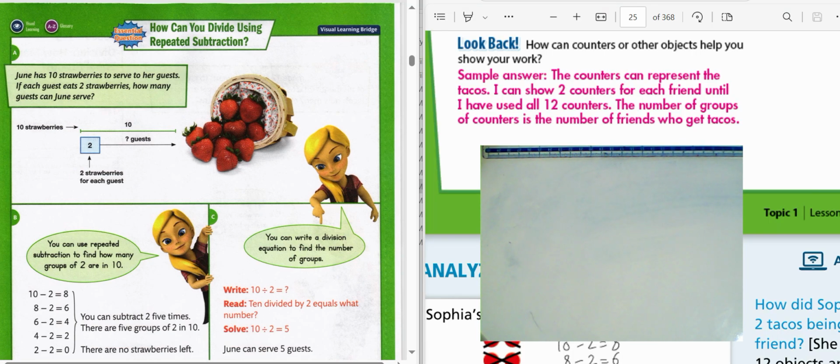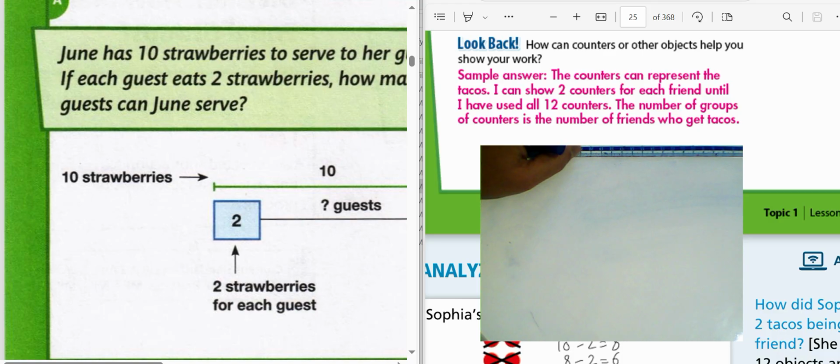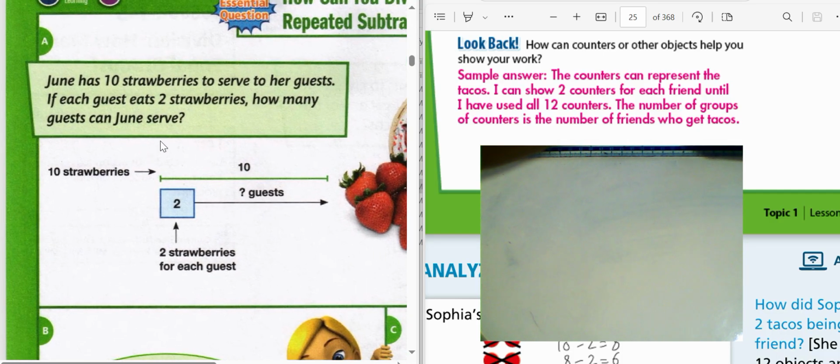Here, how can you divide using repeated subtraction? Can you tell me? Yes, 10 minus 2 equals 8, 8 minus 2 equals 6, 6 minus 2 equals 4, 4 minus 2 equals 2, 2 minus 2 equals 0. The next example here, we have 10 strawberries. Read with me this new question on this page. It tells us in this example, June has 10 strawberries. To serve to her guests, each guest eats 2 strawberries. How many guests can June serve?